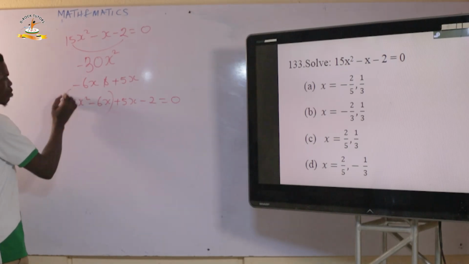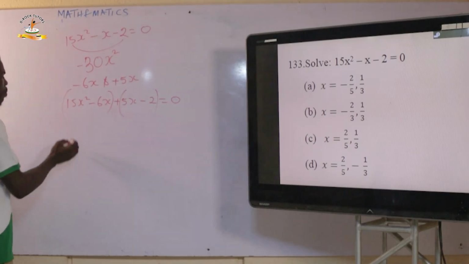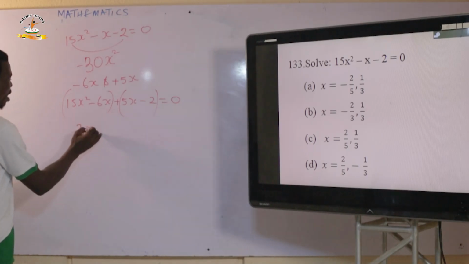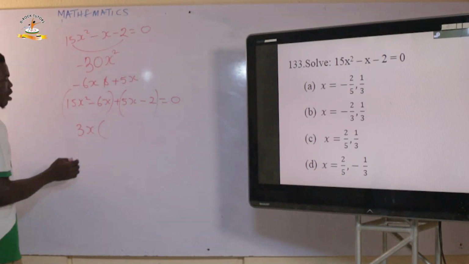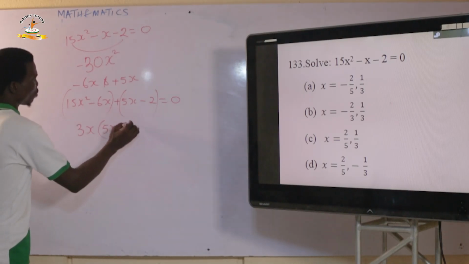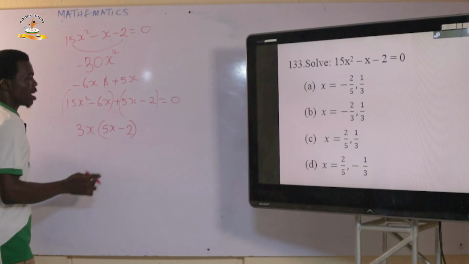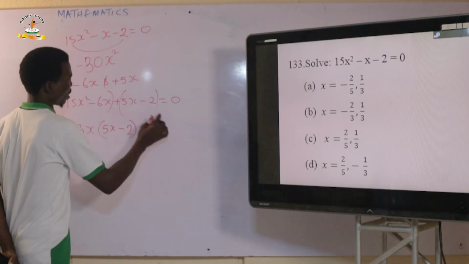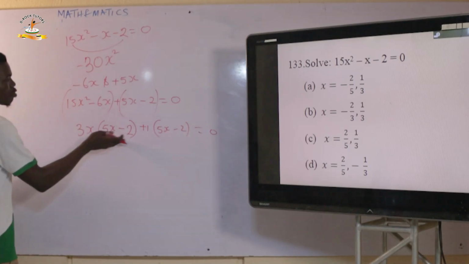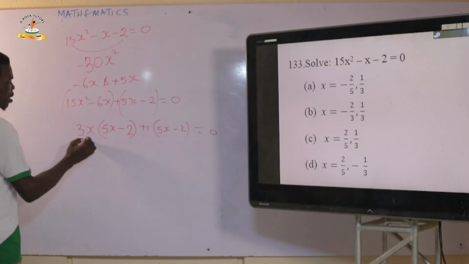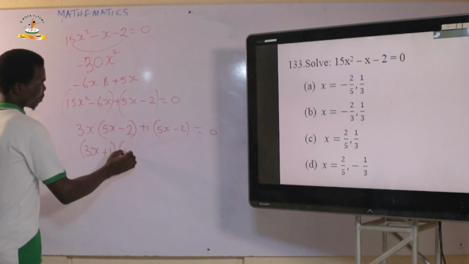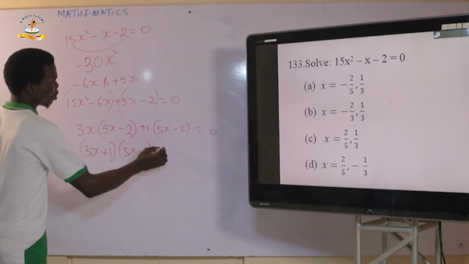And what is common? The first two, the last two. And what is common here? It is simply 3x. 3x goes in 15x squared, we are left with 5x. 3x goes here, it is simply remaining 2. And what is common here? It is simply plus 1. What is left? 5x minus 2 equals 0. Since the two brackets are the same, we bring the outside bracket together, 3x plus 1. Then one of the brackets, 5x minus 2 equals 0.